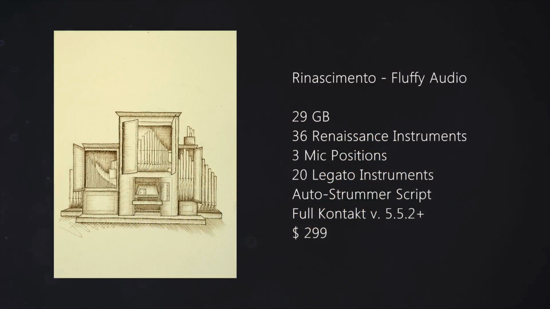Rinascimento features 29 gigabytes of content. There's over 36 Renaissance era instruments. There are 3 mic positions: close, mid, and far. There's 20 legato instruments total. This also features an auto strummer script for the sustain and short articulations of the strummable instruments. It's for the full version of Contact version 5.5.2 and above, and it retails for $299. At the time that this video released, it is on an intro sale, so check that out.